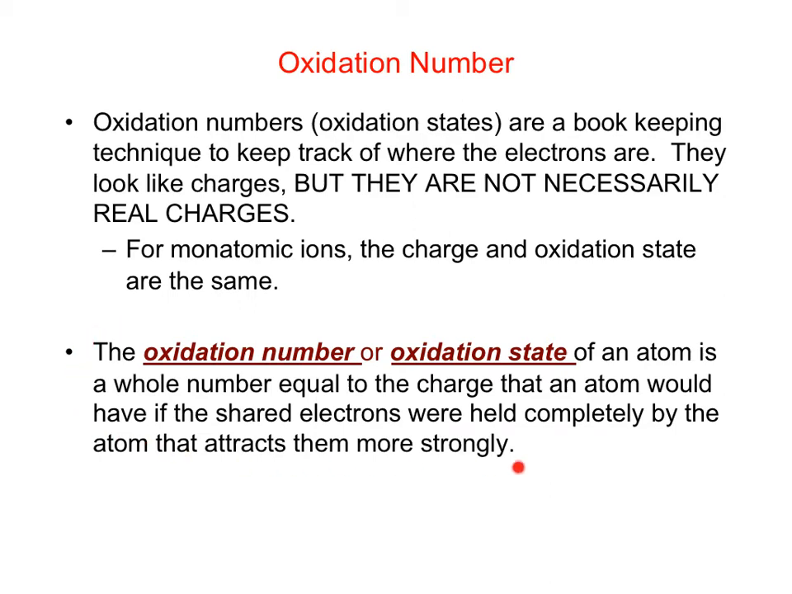Now, the oxidation number, or the oxidation state of an atom, is equal to the charge that atom would have if all of these shared electrons were completely held by the one that attracts them the more strongly.